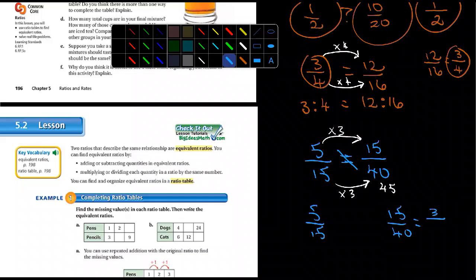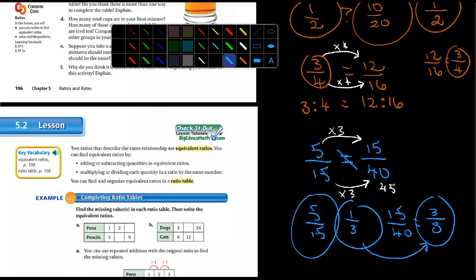8 times? Are those equivalent fractions? No. And we could actually reduce 5 over 15. 5 goes into 5 once, and 5 goes into 15 3 times. So actually, these are the two fractions that we would compare, 1/3 and 3/8. They're not the same. So there's a couple different ways you could look and see if ratios are equivalent or not.